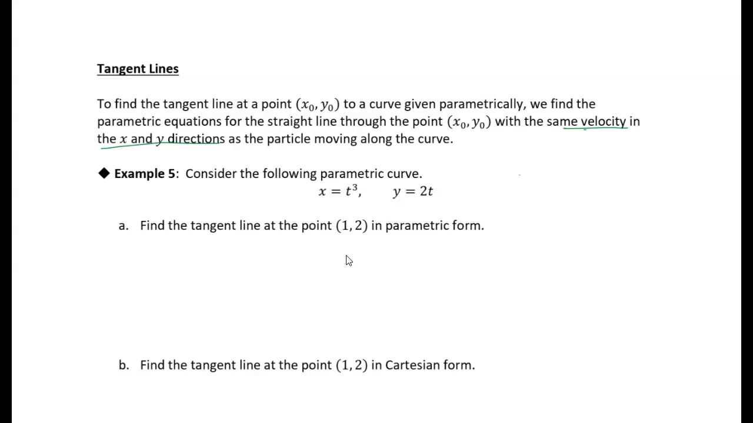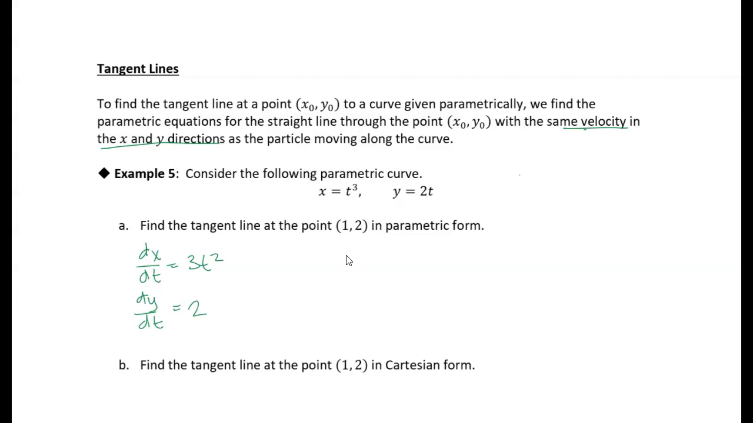So we have the point, that's our x0, y0. And what we need is the velocity in the x and y directions at that point, and we can find that easy enough. dx/dt, we take the derivative of x with respect to t, we get 3t squared. And dy/dt is the derivative of 2t, which is just 2.